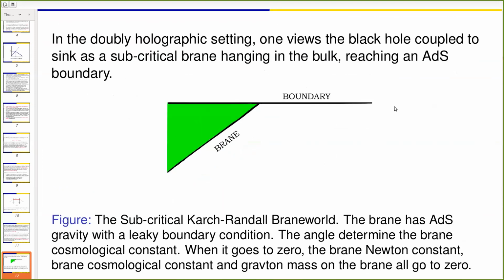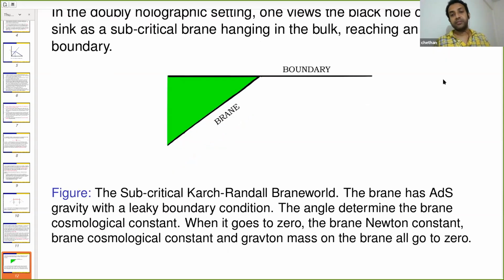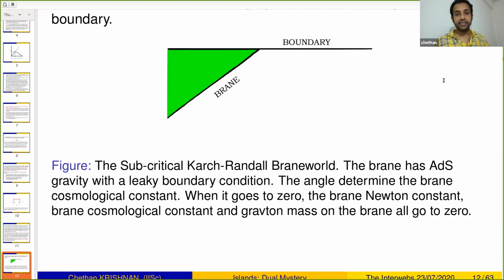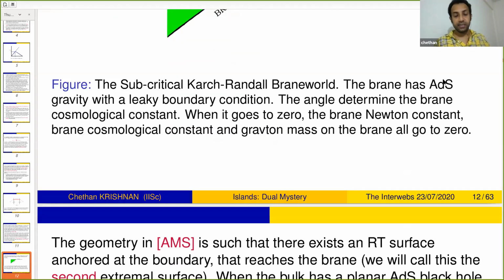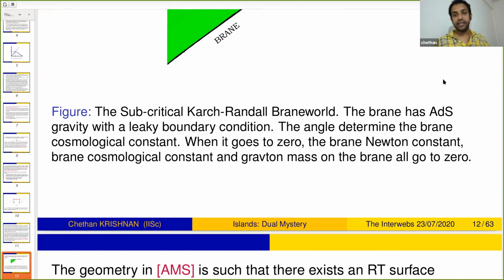Okay, so this kind of brane world is sometimes called a Karch-Randall brane world, and it is specifically tied to the fact that you are coupling AdS gravity to a sink, and the sink is supposed to be a region where gravity is not there. AdS/CFT is the context where you expect to have some control. The original formulation by Pennington and company had AdS coupled to the sink, and this subcritical Karch-Randall brane world is tailor-made for that.